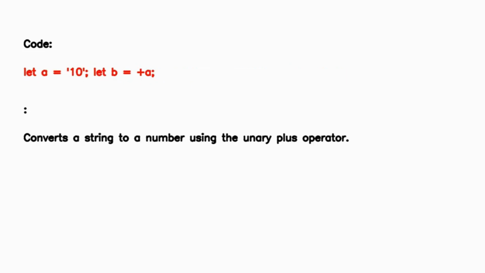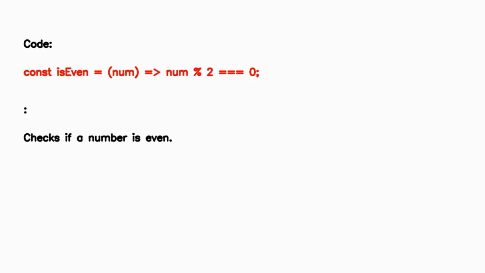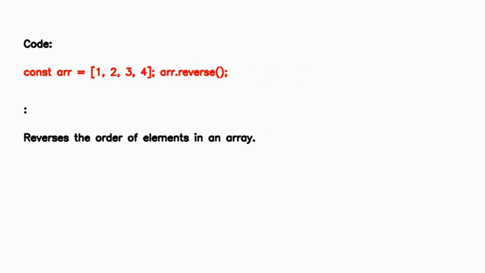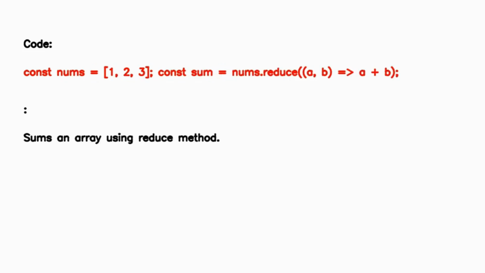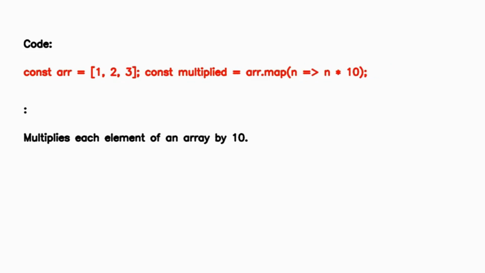an array, converts a string to a number using the unary plus operator, sums the elements of an array using reduce, checks if a number is even, counts the number of elements in an array using reduce, reverses the order of elements in an array, converts a string to uppercase, sums an array using reduce method, removes whitespace from both ends of a string, multiplies each element of an array by 10.